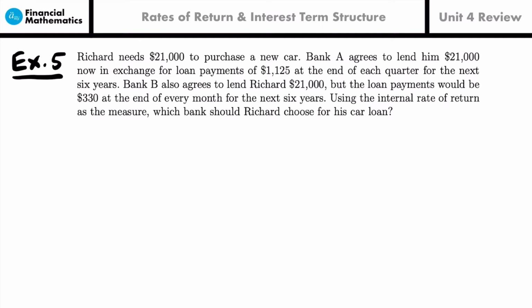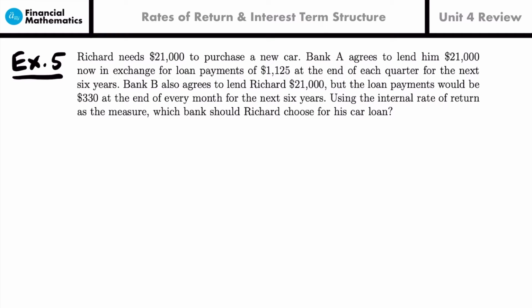And hopefully it's clear that we are working with the internal rate of return in this problem. This is a little bit different than our problem from earlier, where we were just trying to calculate the internal rate of return, and that was it. We're still going to end up doing that in this problem, but there's a little bit more to it. We're not just calculating an internal rate of return. We're going to be using it to help Richard make a decision on which bank he should get his car loan from. And we'll talk about how we'll make that decision later on.